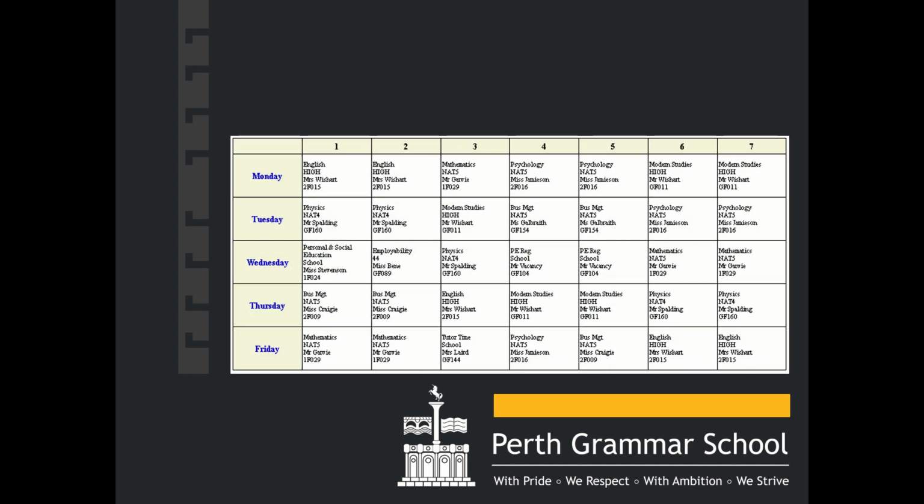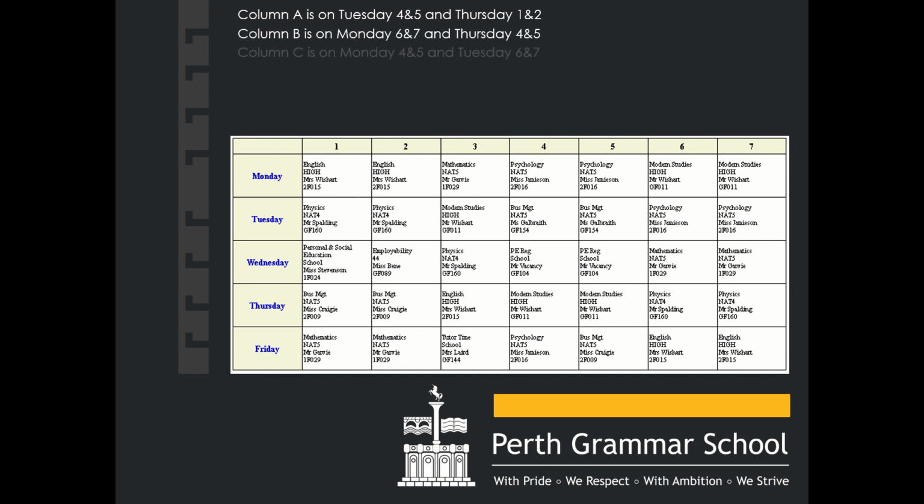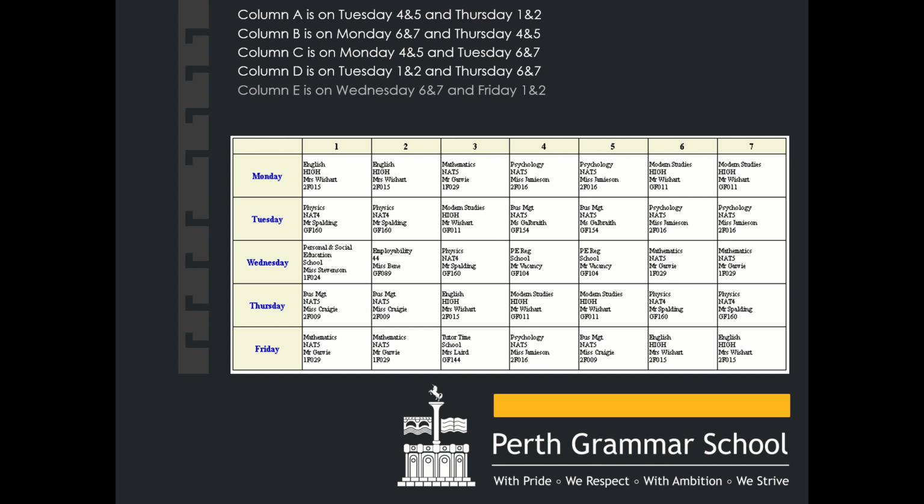Just having a look at a normal timetable here in this exemplar, I just want to highlight a couple of important facts before we move on to look at what the new timetable for this 3-week period will look like. It's worth noting that a column A subject is on a Thursday 4 and 5 and Thursday 1 and 2. Column B, C, D, E are all in different times. So for example, C is on Monday 4 and 5 and Tuesday 6 and 7. And E is on Wednesday 6 and 7 and Friday 1 and 2. Let's have a look at that on the timetable.